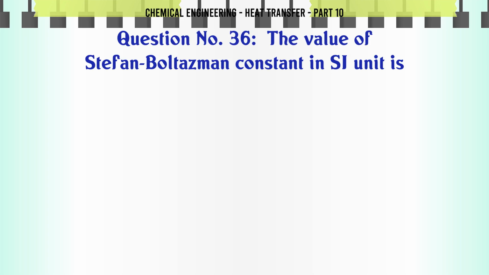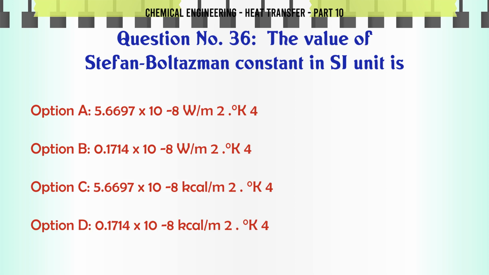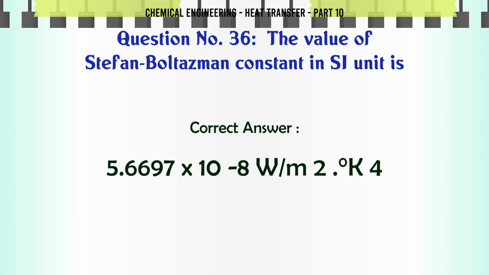The value of Stefan Boltzmann constant in SI unit is: A. 5.6697 x 10^-8 watts/m²K⁴, B. 0.1714 x 10^-8 watts/m²K⁴, C. 5.6697 x 10^-8 kilocalories/m²K⁴, D. 0.1714 x 10^-8 kilocalories/m²K⁴. The correct answer is 5.6697 x 10^-8 watts/m²K⁴.